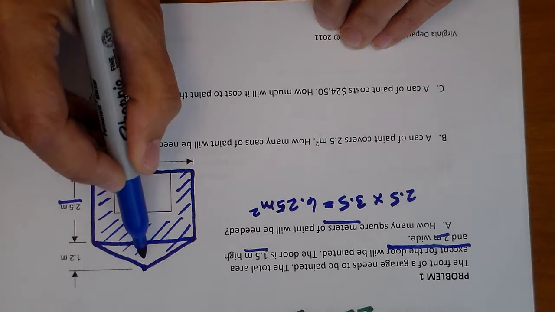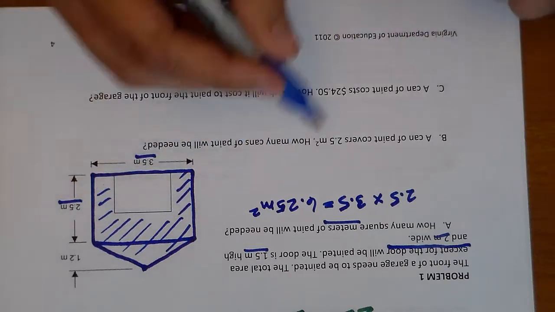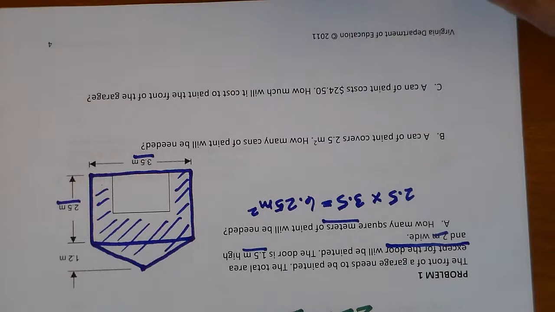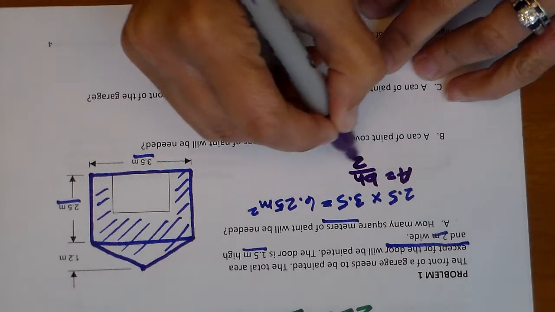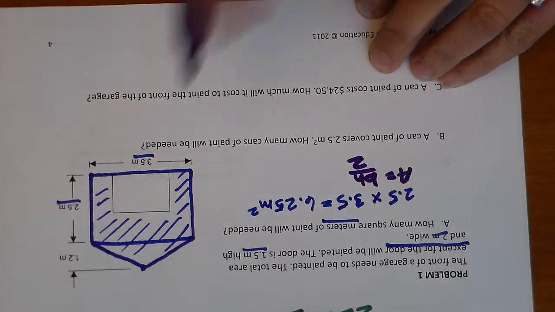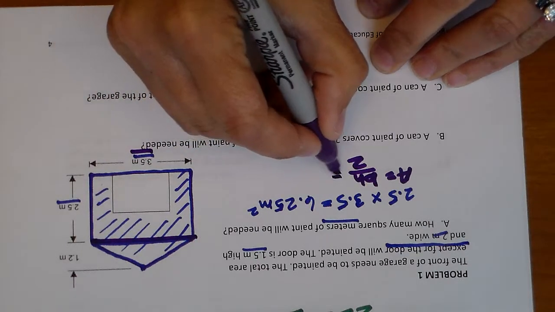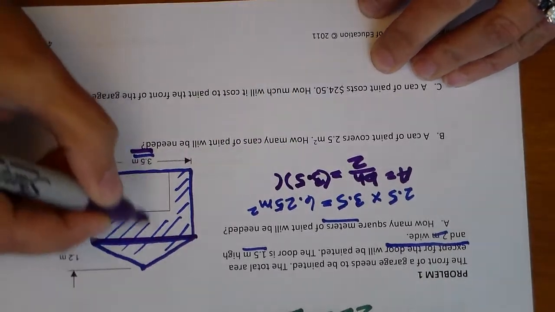Now let's find the area of the top of the garage. Well, this is a triangle. What's the formula for the area of a triangle? Let's do this in a different color because I can't make up my mind. The area of a triangle is base times height divided by 2. Well, what's my base of my triangle? It's the same as this. It's 3.5 meters. So it's 3.5 meters for my base. How tall is my triangle?